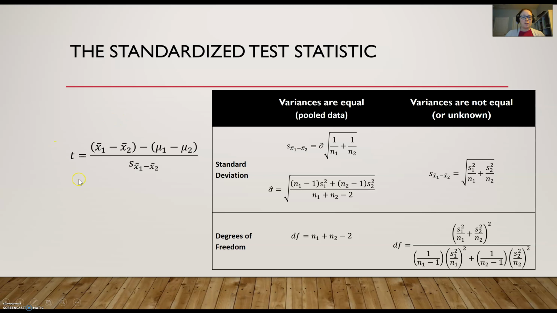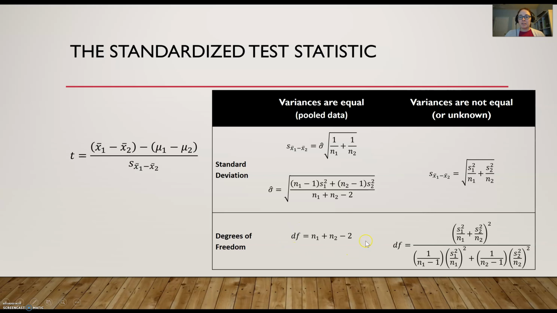So here's my formula for a t-score. Again, if the null says that the difference is equal to 0, then this piece just disappears, and it's really just the difference of the sample means over the standard deviation. The standard deviation is calculated differently depending on the variances. If the variances in your two samples are equal, then we're going to be pooling the data or combining it. And this is the formula for my standard deviation, where this sigma hat is this nasty little square root there.